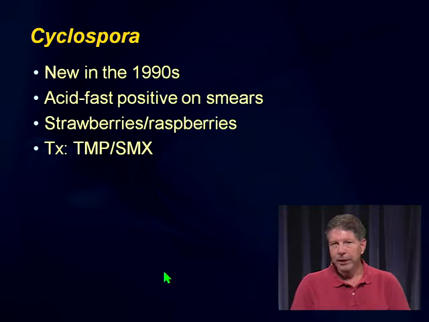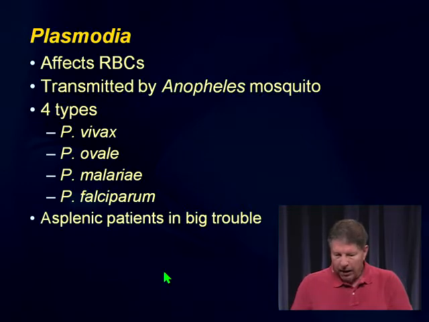It's going to be people have eaten raspberries or strawberries from Central America, generally Texas, and this is it. This organism, acid-fast again.